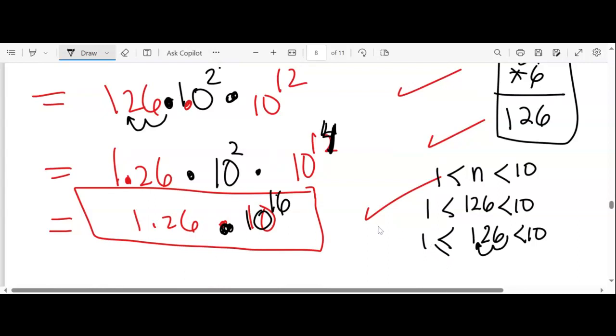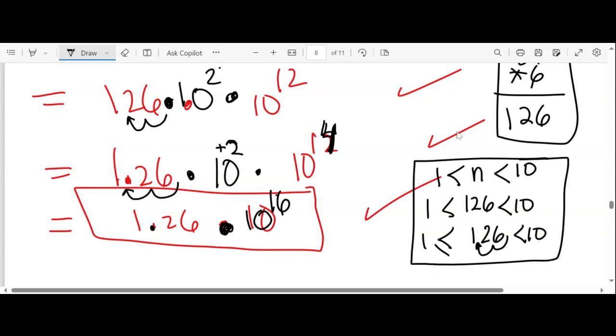What did we say? Negative 2? No, because you're moving these numbers to the left, huh? Then it has to be positive. Understand? So it's going to be 1.26 times 10 to the power of what? 16. Is that clear? Yes.